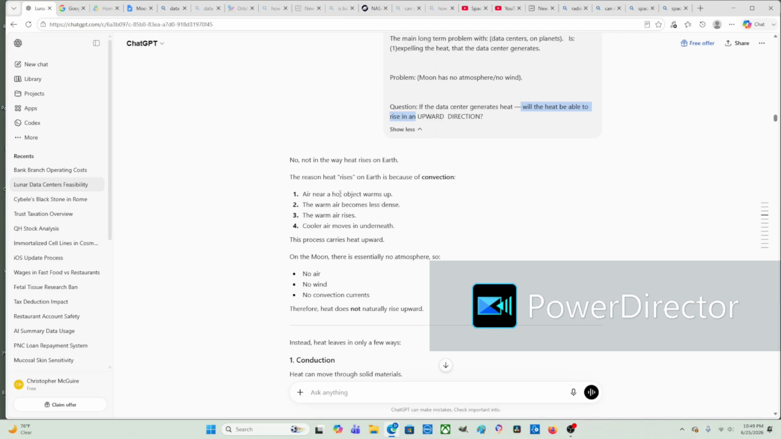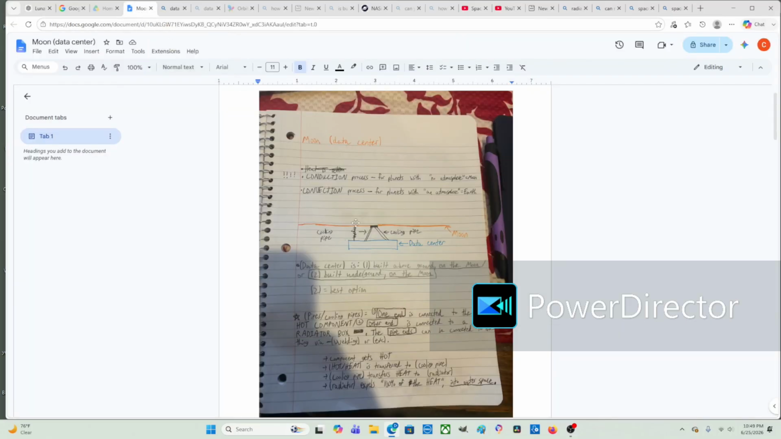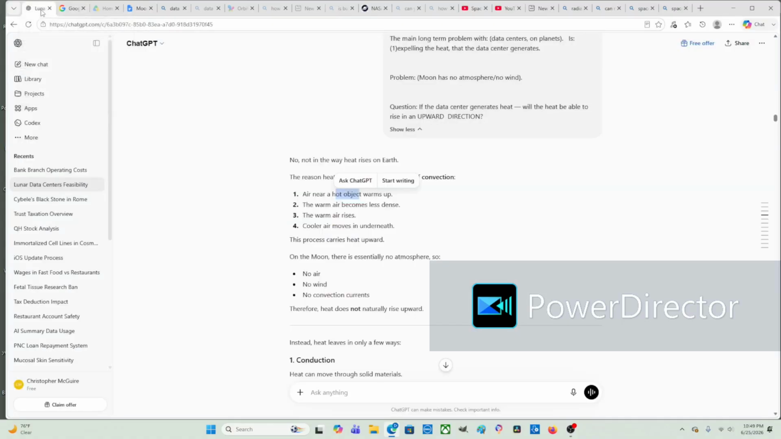It has to do with a hot object. The data center becomes hot, and so the air around the data center becomes hot. It warms up, and then the warm air becomes less dense, and this is the key aspect, it becomes less dense. Because the warm air is less dense, it rises. And then the cooler air, which is more dense, moves underneath to cool the data center because there's wind and there's the process of convection.